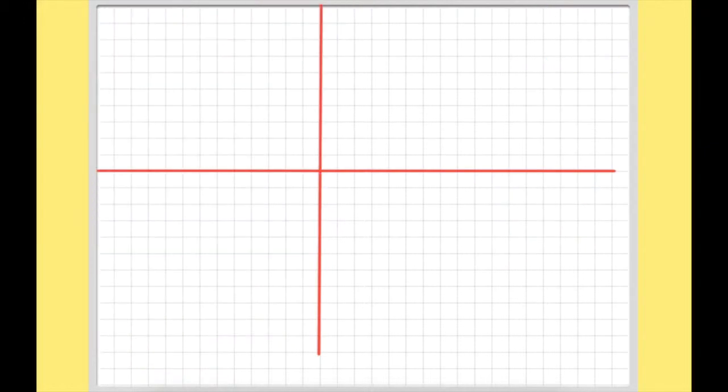Let's look at another one. x plus 2y is less than or equal to 0. Now again, we're going to graph this as if it were an equal sign. And notice that since we have less than or equal to there, we're going to use a solid line for our graph. You can convert this to slope-intercept form before you graph if you want.